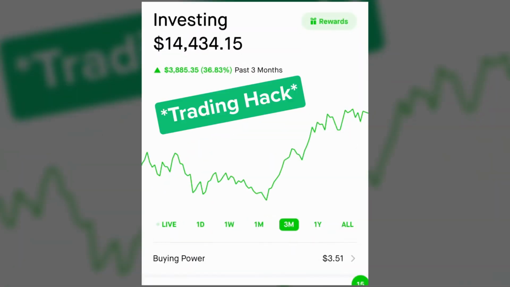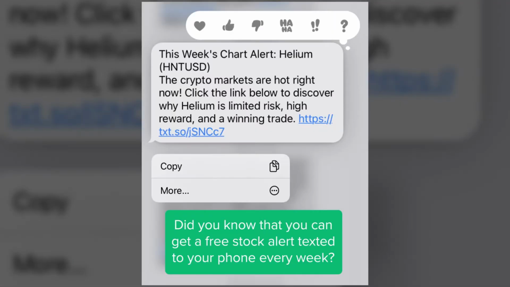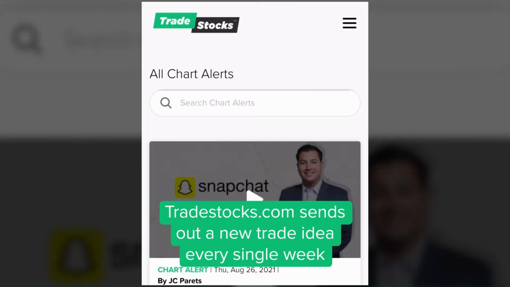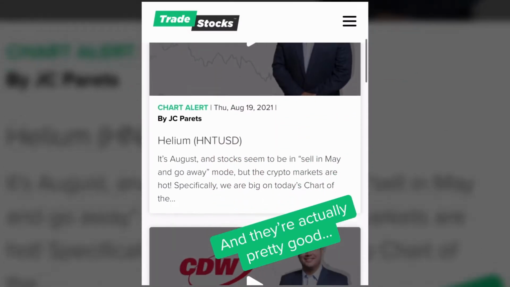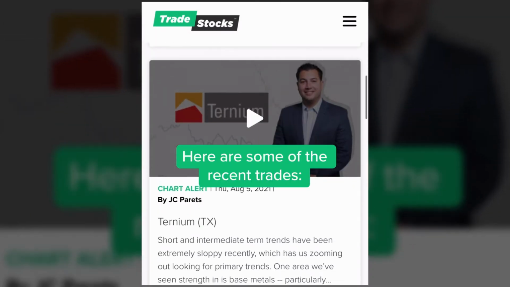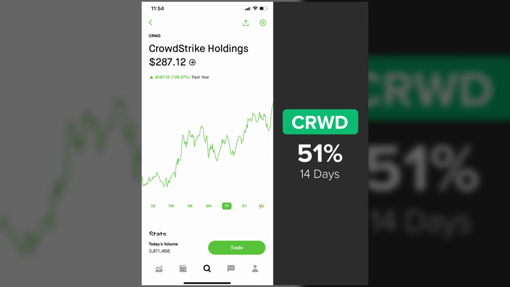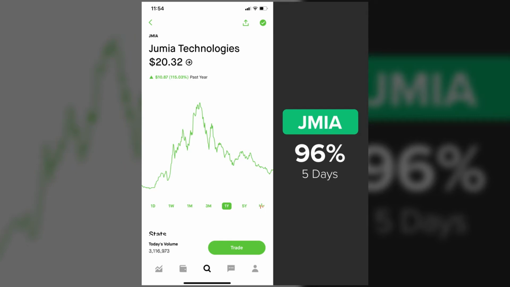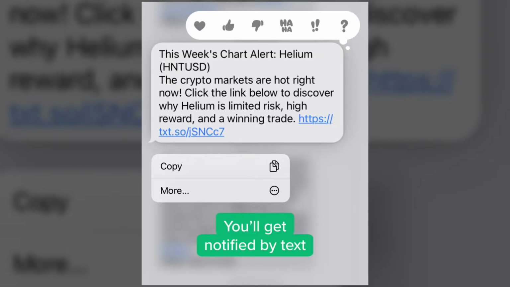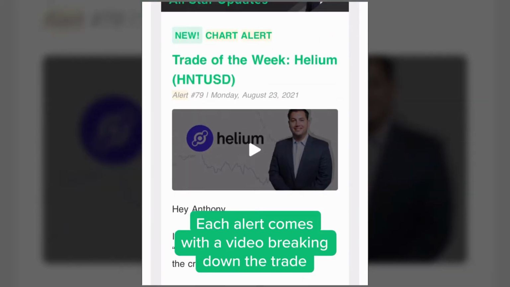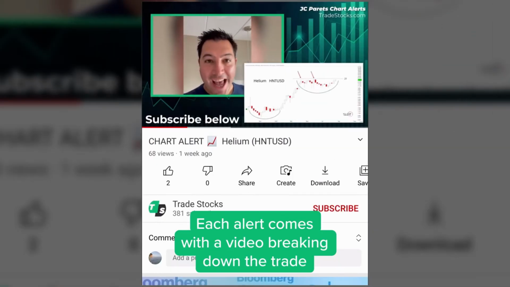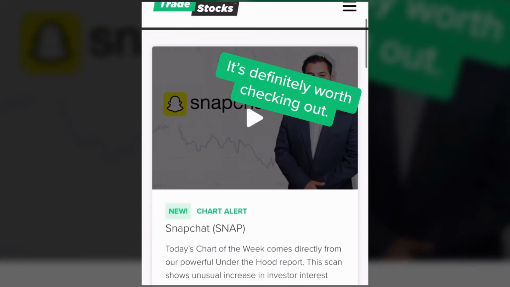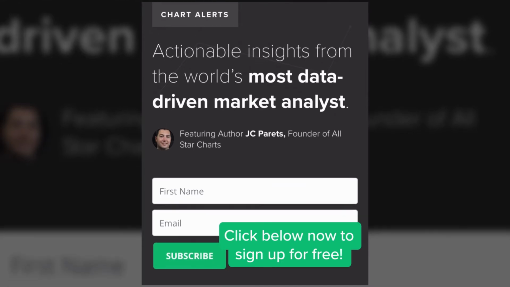Trading hack. Did you know that you can get a free stock alert texted to your phone every week? TradeStocks.com sends out a new trade idea every single week, and they're actually pretty good. Here are some of the recent trades. 51% on CrowdStrike, 34% on Blink Charging, and 96% on Jumia. You'll get notified by text and by email. Each alert comes with a video breaking down the trade and explaining when and why you should buy or sell. It's definitely worth checking out. Click below now to sign up for free.